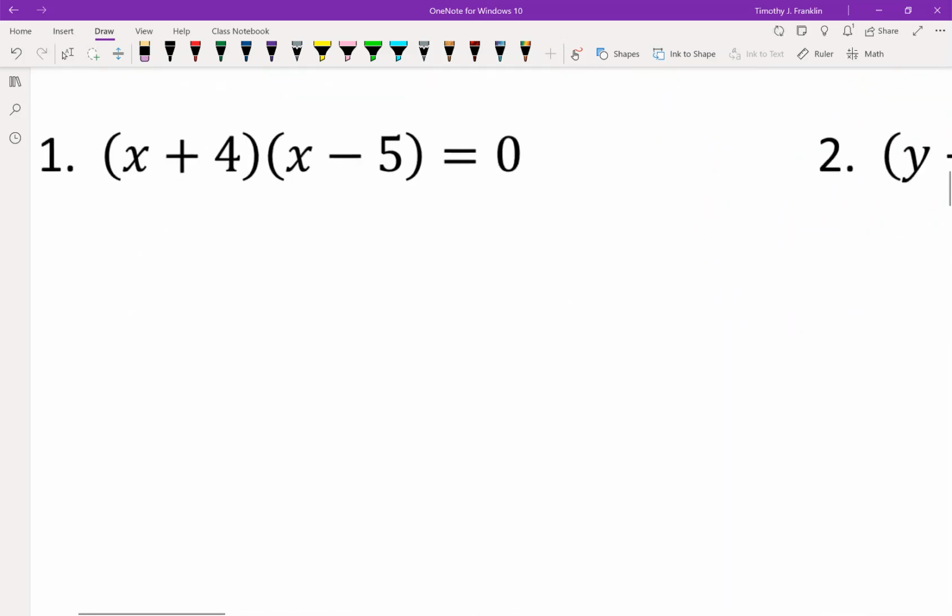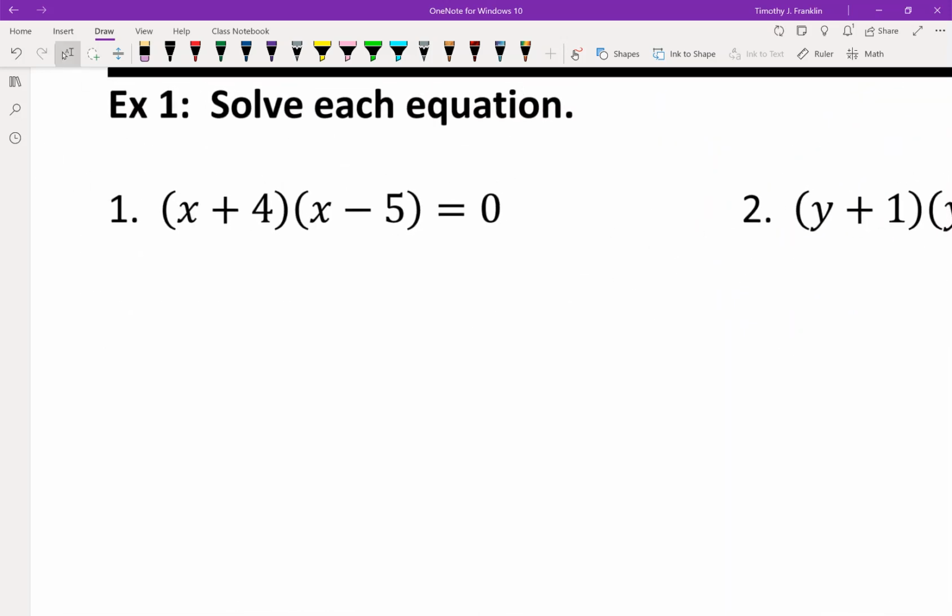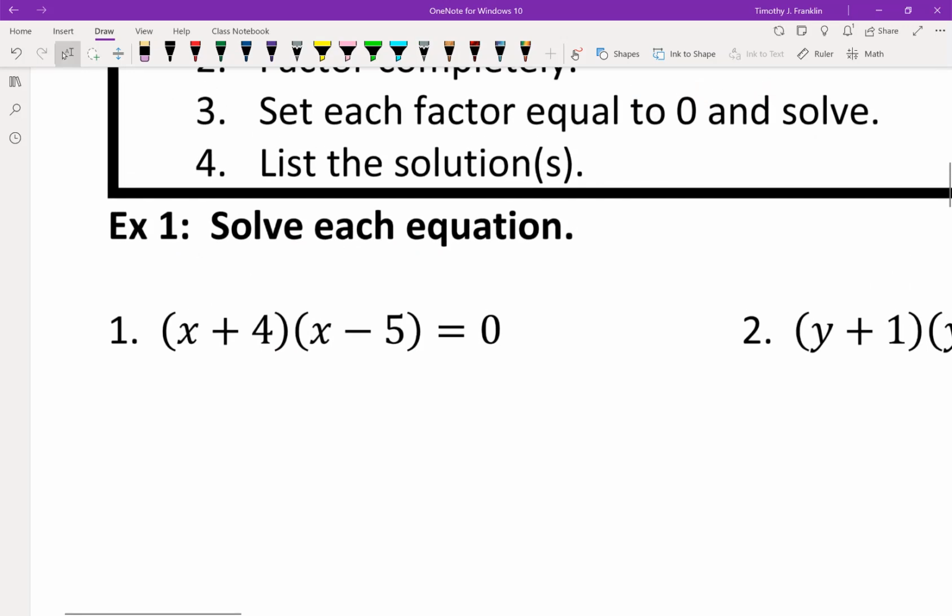So these first three are already factored for us. So everything is set to 0. We got 0 on one side. This polynomial has been factored, so we don't have to do that part. So we just set each factor equal to 0 and solve. And you can typically do this mentally once you get to this point. It's pretty straightforward to just think about what number it would need to be. But we can also set them equal to 0.